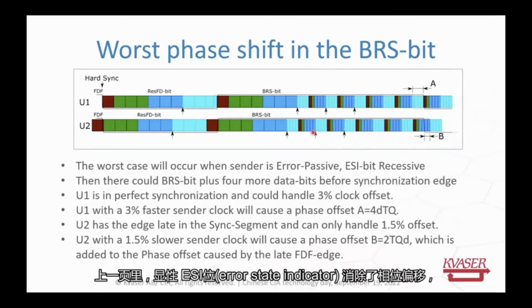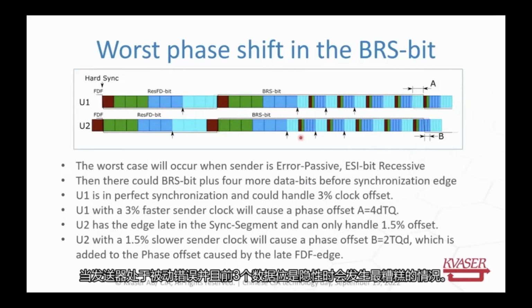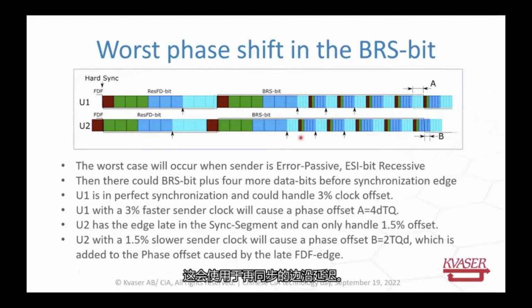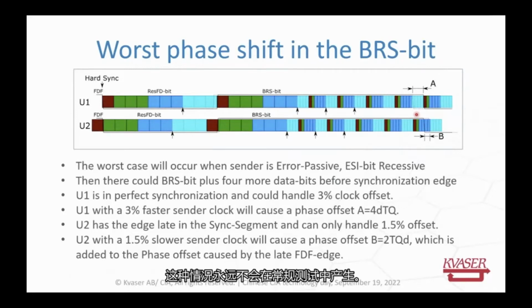In the previous slide was the phase offset eliminated by the dominant error-status indicator bit, but this is not true if the sender is error passive. The worst case will occur when the sender is error passive and the first 3 data bits are recessive. This will delay the edge that can be used for resynchronization. This causes an additional offset of 2 data time quanta with the 3% clock offset. So if you have problems with many error frames, then the CAN system becomes more sensitive to phase offsets at the bitrate switch bit. This condition will never occur in a normal test.